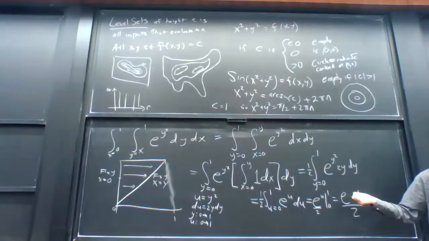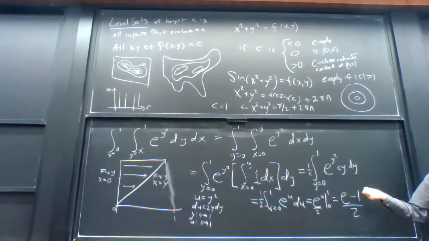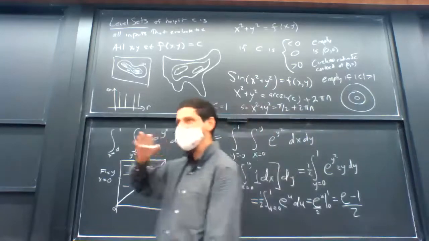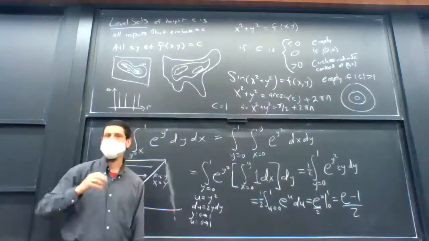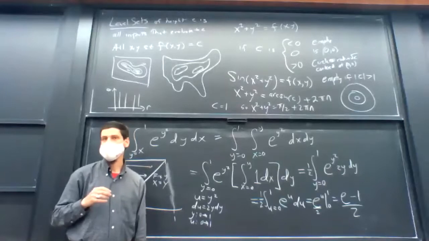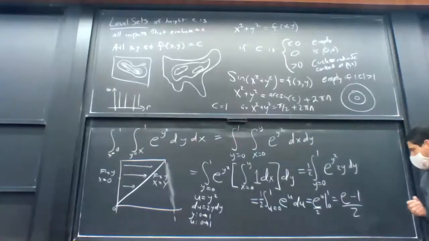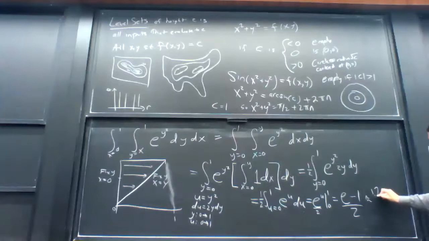E is approximately how much? 2.718281828. So E is about 2.7. Subtract 1, that's about 1.7 over 2. So we want a multiple. If you have about 1.7 over 2 and I multiply by 5 over 5, it's approximately 0.85.